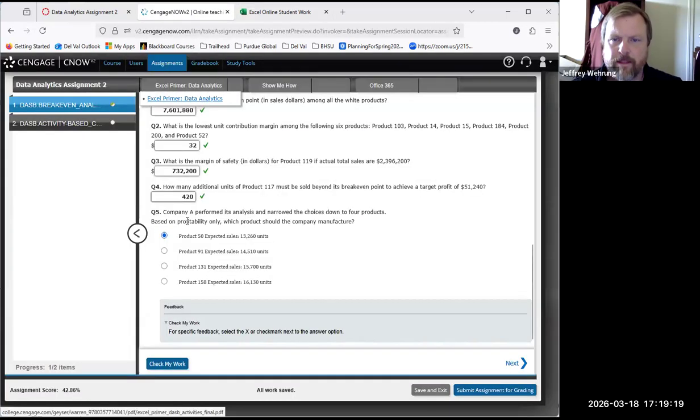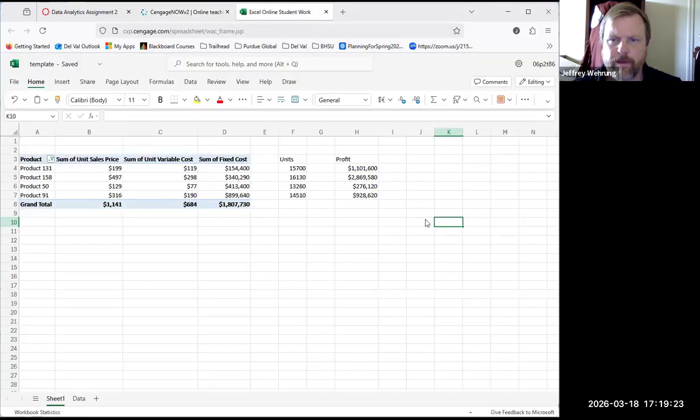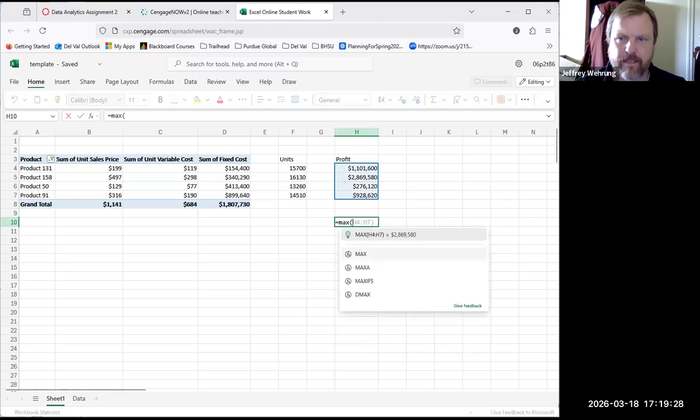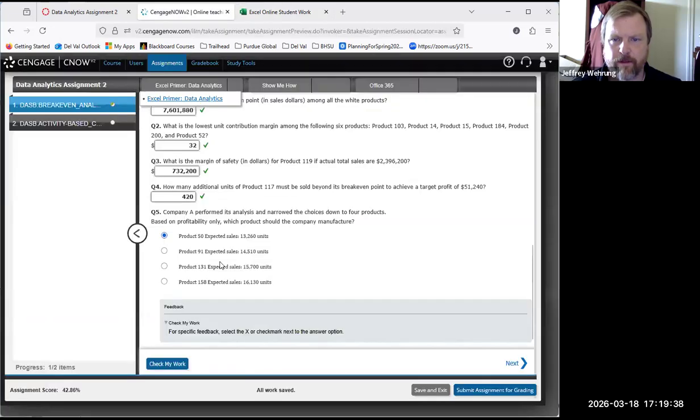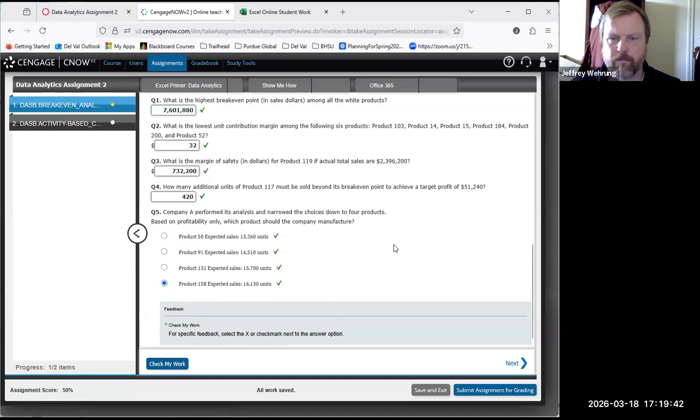Okay, and then it's performance analysis. Which product should we make? I want the one with the highest profit, right? So I'll use max of these four. And that gives me the highest profit there. Sounds good. And I know that that's product 158. So product 158. Presto.